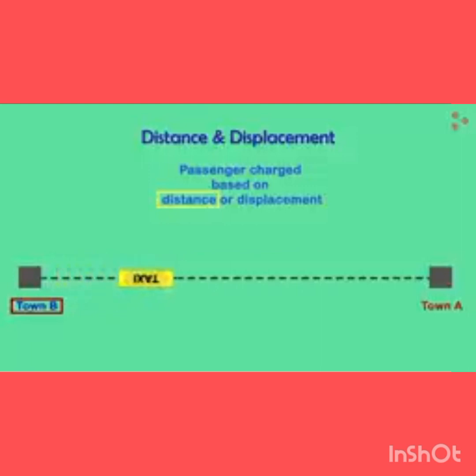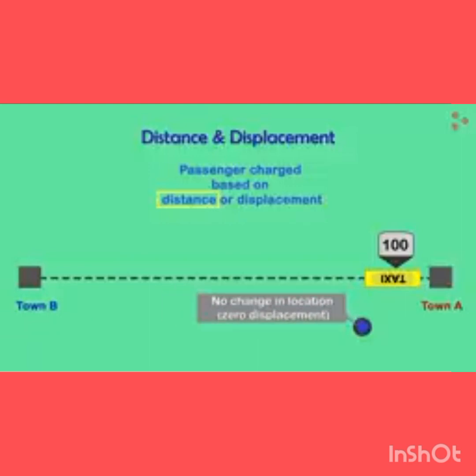Obviously by the concept of distance, because you are not going to make him understand the displacement, that you have not changed any location, so the displacement is 0. It will not make much of an impression.